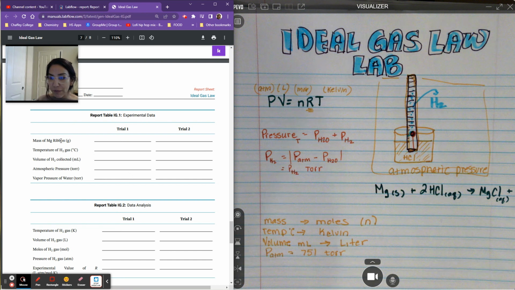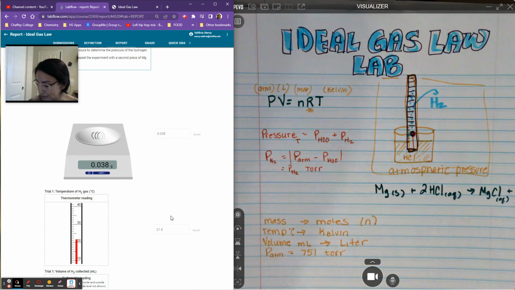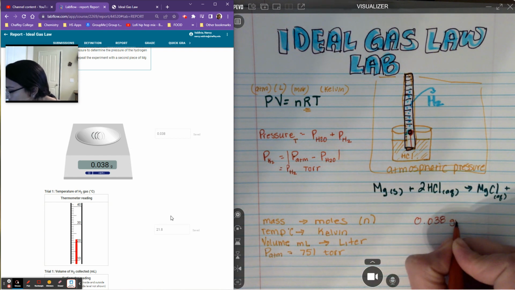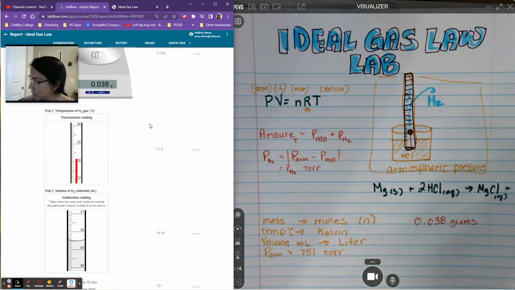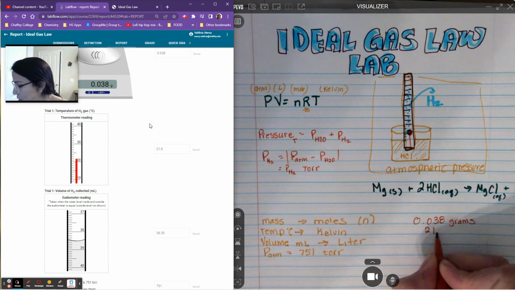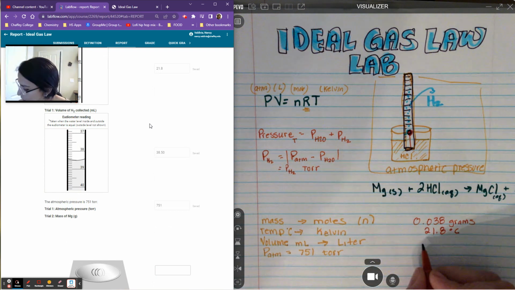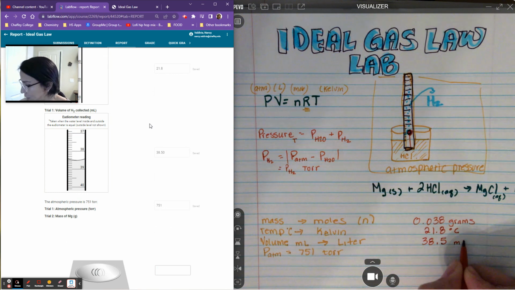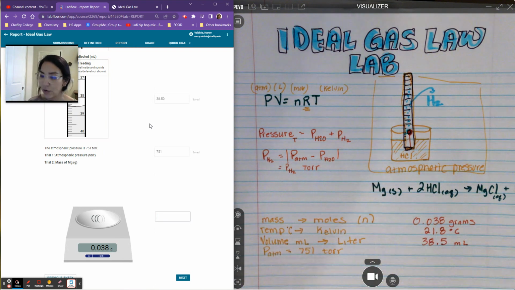So the mass of my magnesium ribbon, I didn't write it down. I guess I do have to do this. Or no, here it is. My mass was 0.038 grams. Whew. All right, that saved me. The temperature, I said, was 21.8 degrees Celsius. My volume is 38.5 milliliters. And my pressure was 751 torr.